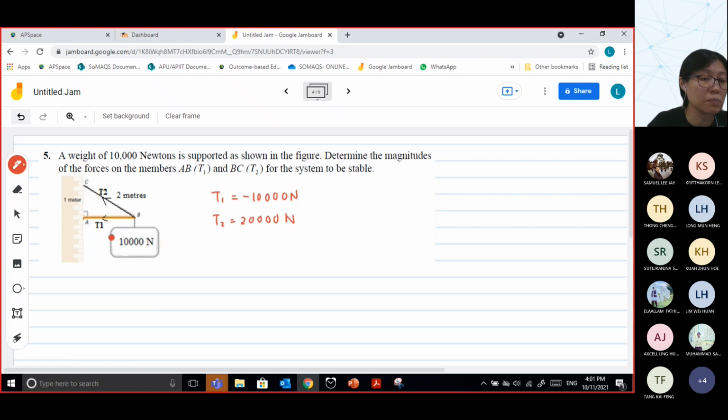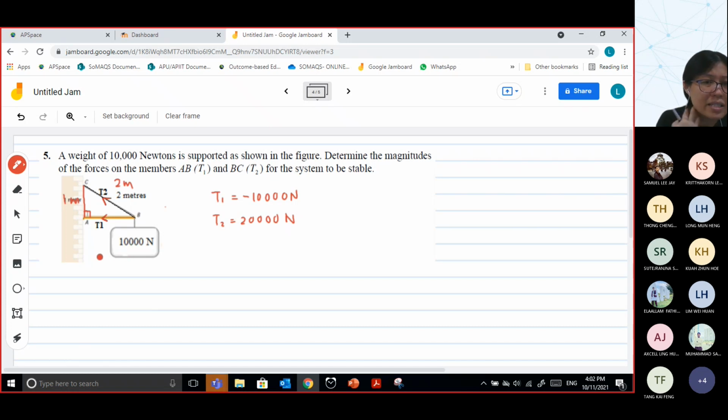Okay, so this one you need to be careful with the direction, because you can see the 2 arrows are going to the left. Let's see how we actually solve this question. A weight of 10,000 newtons is supported as shown in the figure. Determine the magnitudes of the forces on the members T1 and T2 for the system to be stable. That means this one is in static equilibrium. Here it is given as 1 meter and a right angle, 2 meters here. This is 2 m.